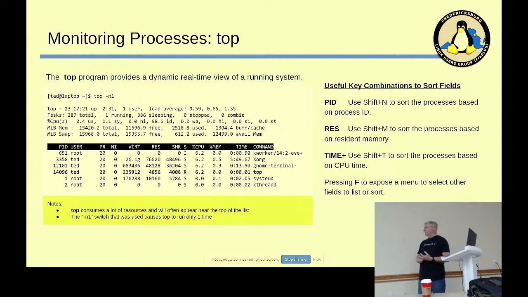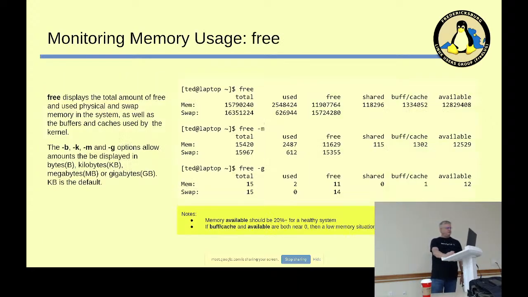Pressing F exposes a menu, and you can select other fields from there. You can see on this command I typed in top space dash N1. What that does is tells top to run one time. If you don't give it that dash N1, it'll run over and over and over, and it just keeps updating itself every second, which is great sometimes for troubleshooting. Other times you just want a snapshot. You don't want to look at the numbers too often, and you can just run it one time, run it 3 times, whatever. And we'll see that with a lot of other commands as well.